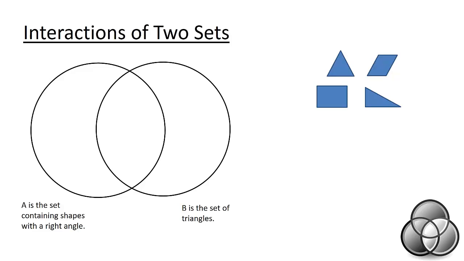Next, let's define 2 sets. A will be the set of objects on this slide that have a right angle, and B will be the set of objects on this slide that are triangles. Take a moment to think about where our 4 objects are going to go in our Venn diagram.